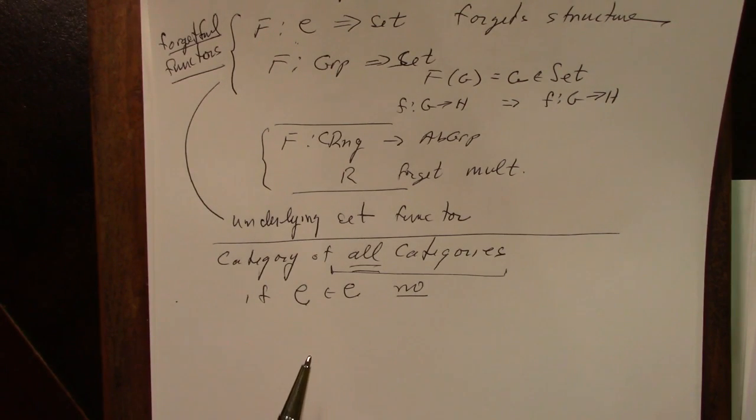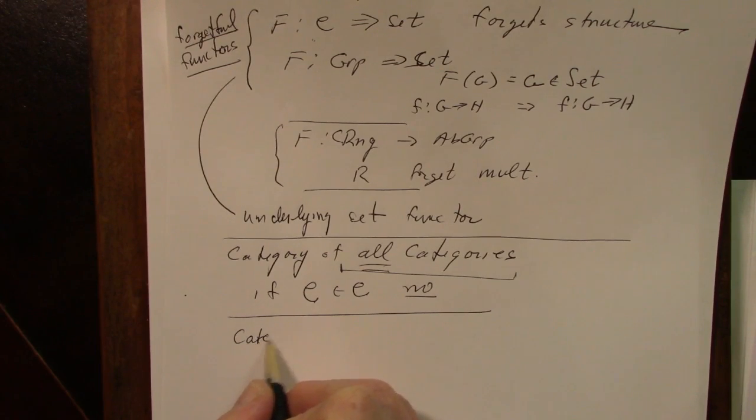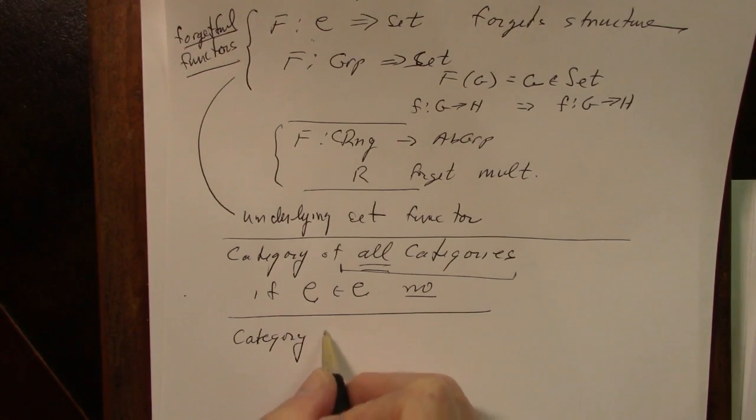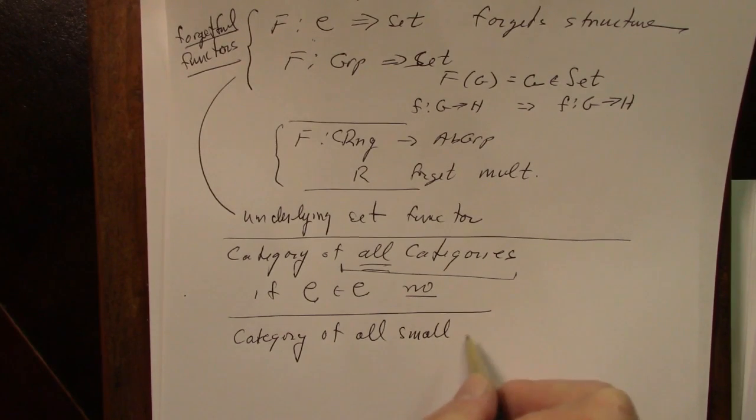The collection of all categories with functors as morphisms is not a category. But the category of all small categories is okay.